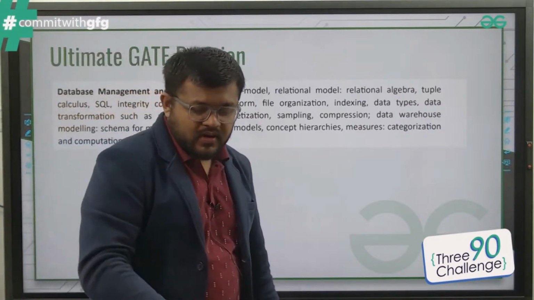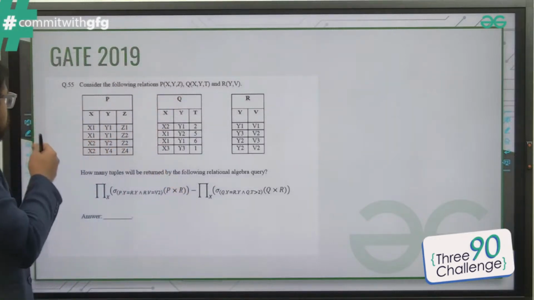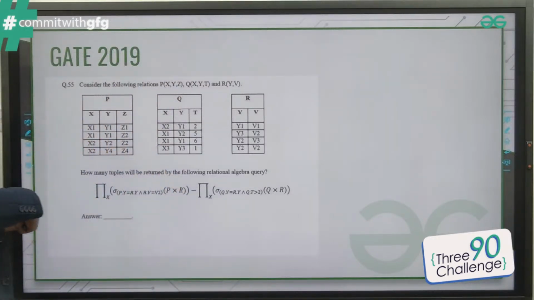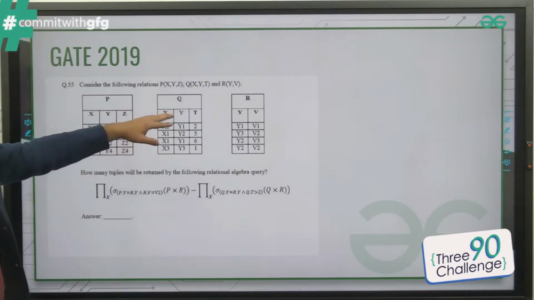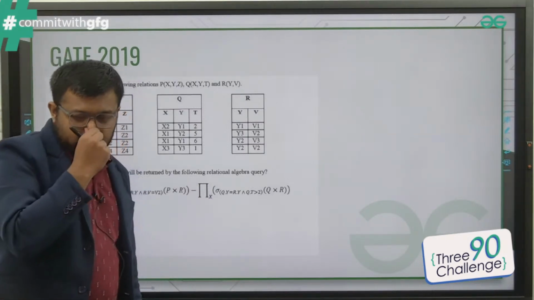Now let's move on to some previous year questions. This is the first question from GATE 2019, where it says consider these three relations P, Q, and R, where for relation P you have attributes X, Y, and Z, for Q you have X, Y, and T, and for R you have Y and V. How many tuples will be returned by the following relational algebra query? Try this, everyone, then I will solve.